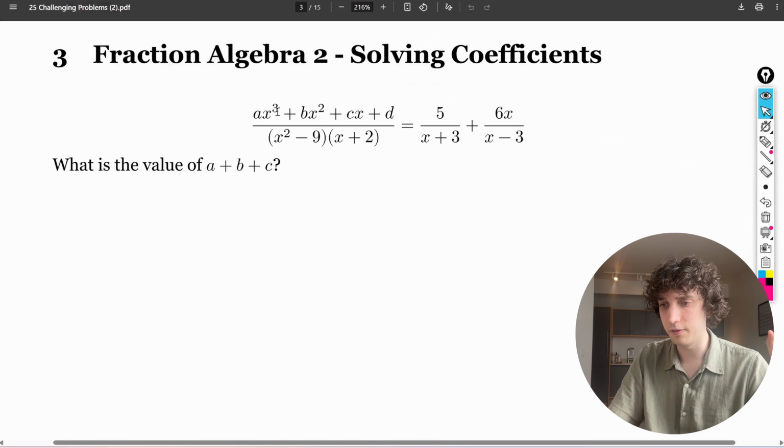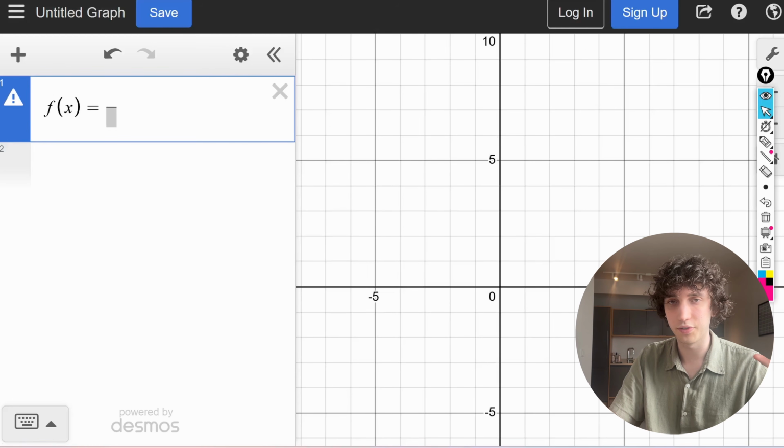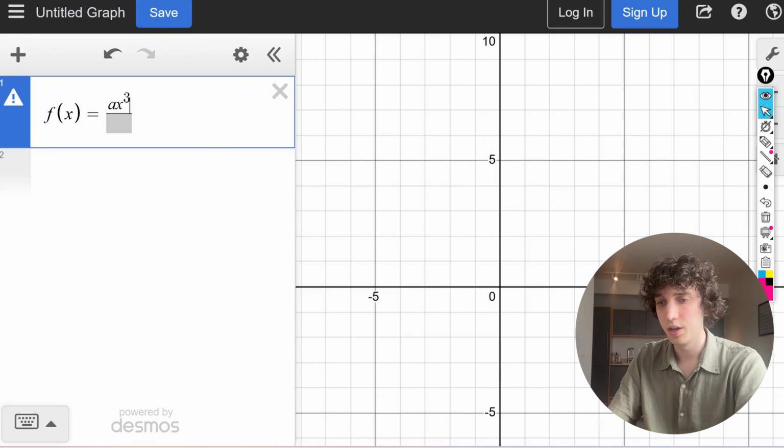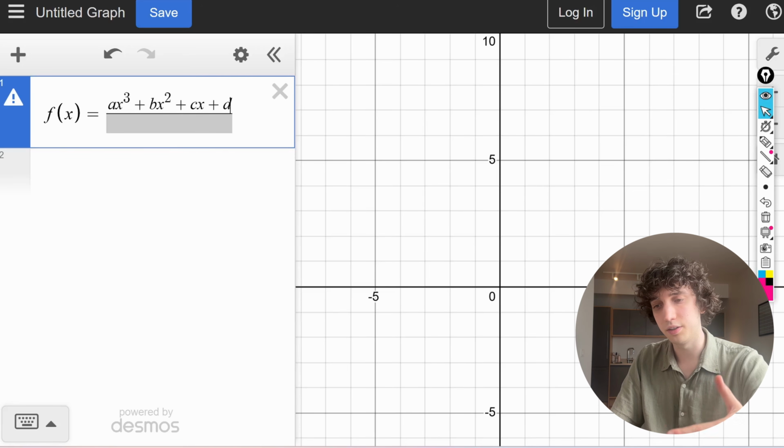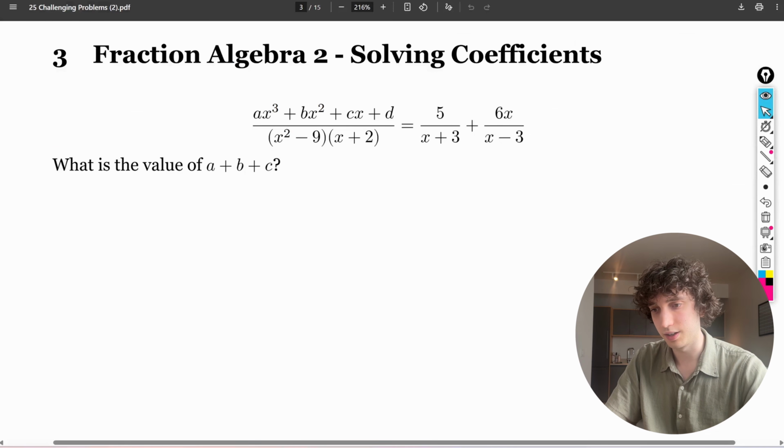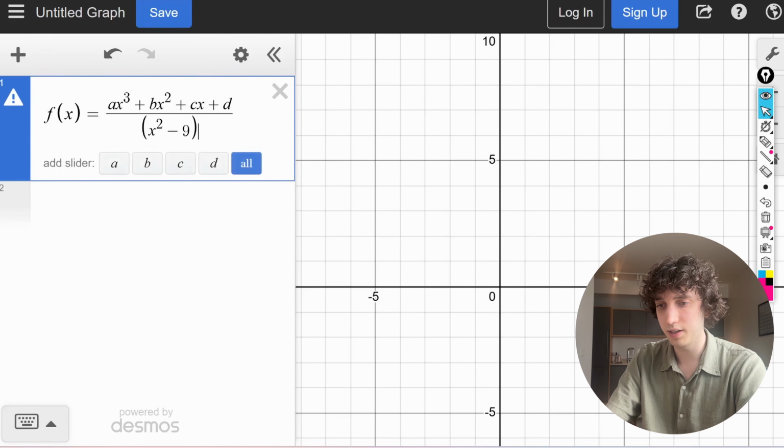As a little Desmos trick, if you have a fraction bar, just do your fraction bar at the start before you've written any of the terms, so that you can easily write everything in the numerator, then just hit the down arrow and then do everything in the denominator. So we have x squared minus 9 times x plus 2.